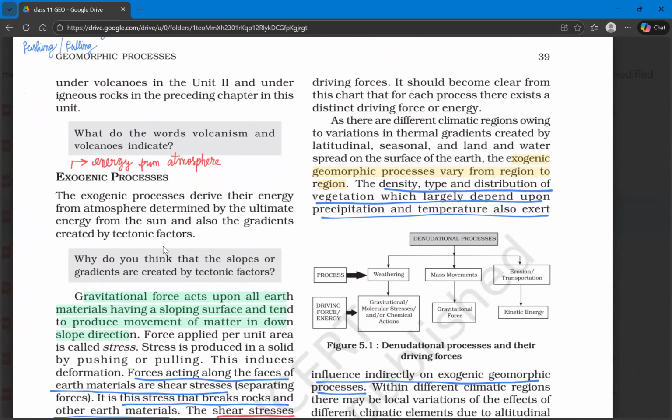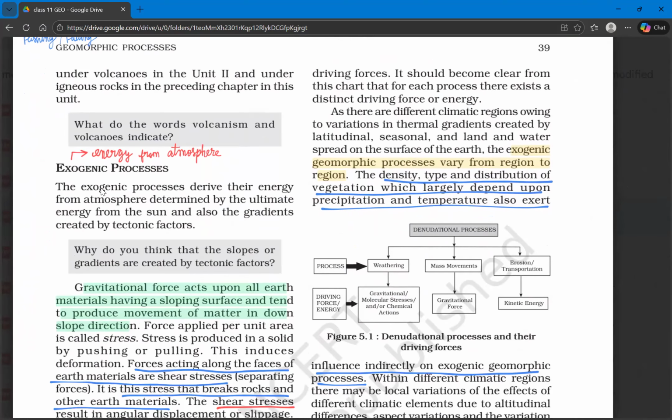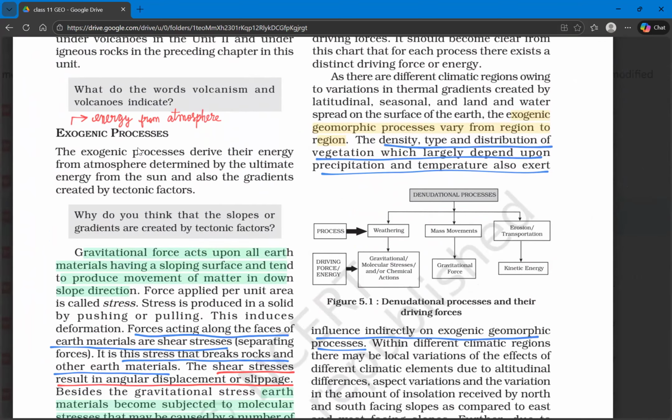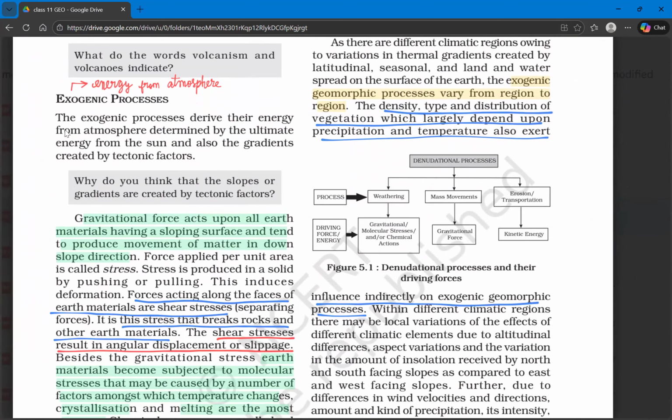And the next process we have is exogenic processes. The exogenic processes derive their energy from the atmosphere. Under endogenic, the energy is derived from primordial heat, radioactivity, etc. Whereas the exogenic processes derive their energy from the atmosphere, which is determined by the ultimate energy from the sun. So what is the ultimate energy source for exogenic processes? It is the energy from the sun, and also the gradients created by tectonic factors. So two sources: the sun and gradients created by tectonic factors.